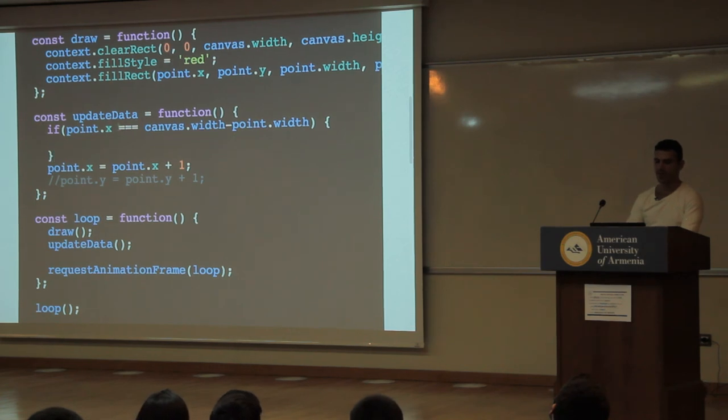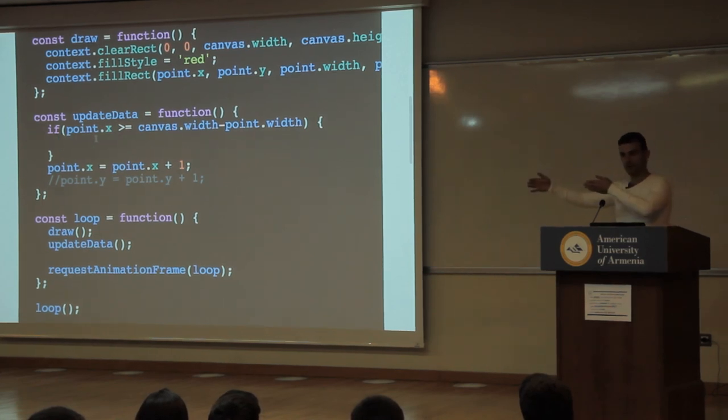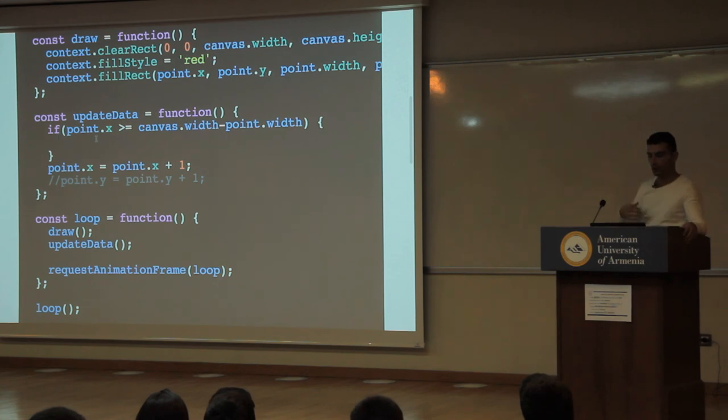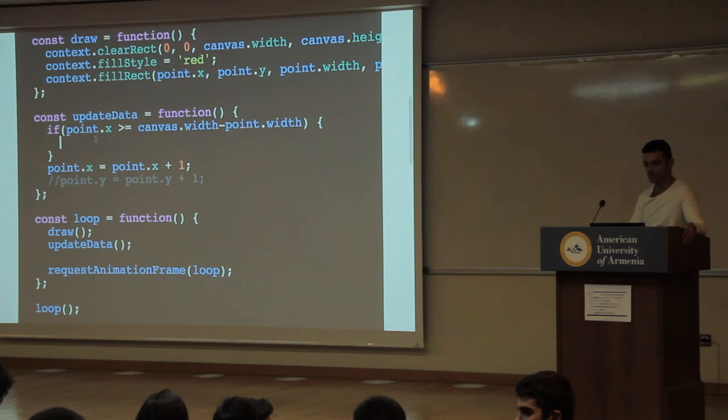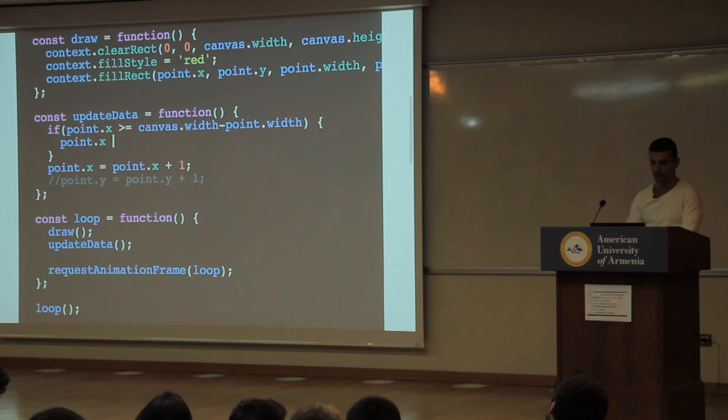Okay, so he's right. This will only work if you do it one at a time. Why don't we do it as long as it's greater than or equal to? Because what happens if you jump 5? Then you miss. You understand? So when that happens, what should I do? Change the direction. How do I change the direction? Okay, let's do that. point.x is equal to point.x minus 1. Like that?